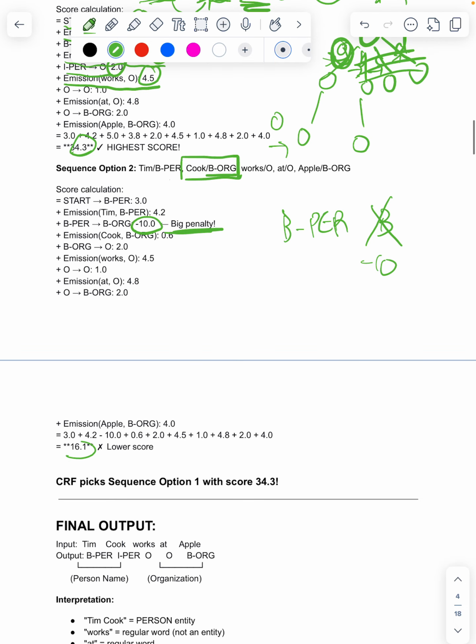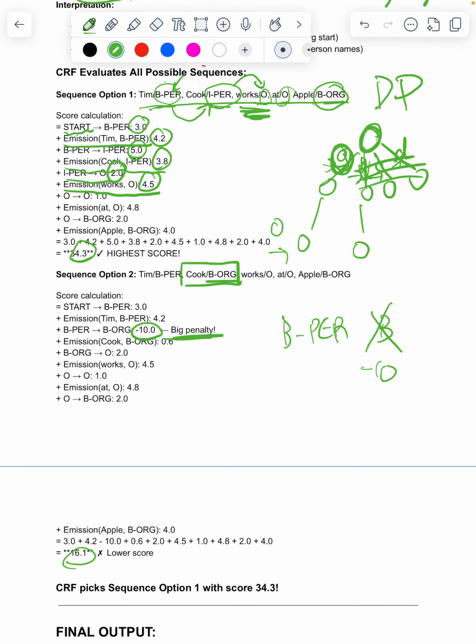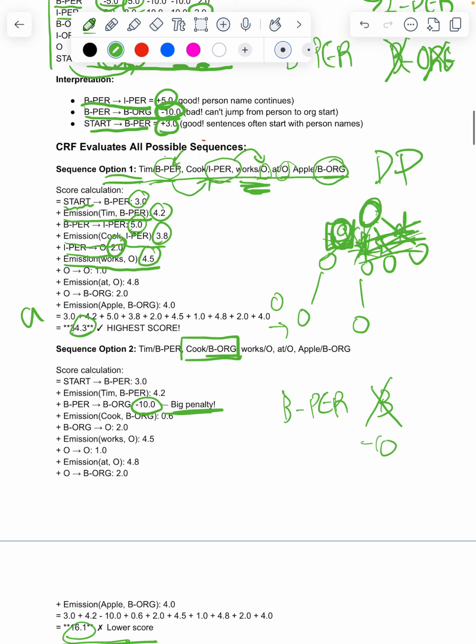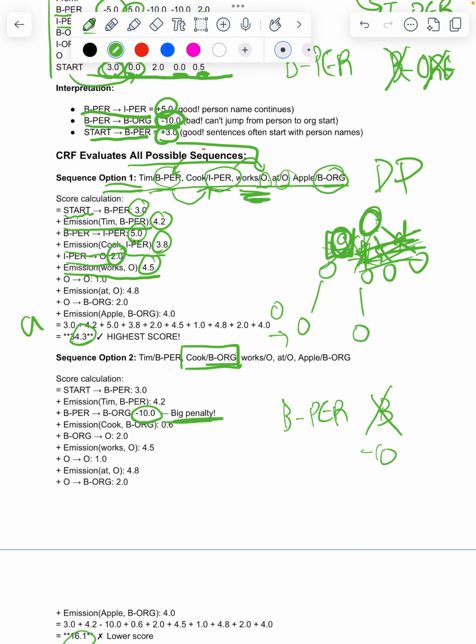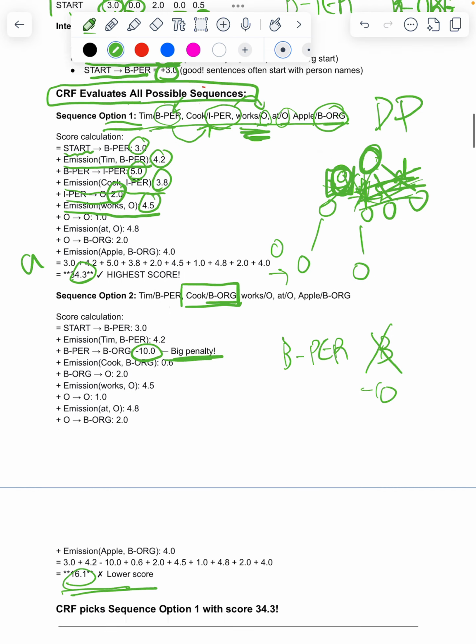So now let's call this path B. This would have 16.1, and then it will be scrapped. We know this path is not really efficient, doesn't have the highest utility. So we scrap this, and we say path A, or option 1, has the highest score, and then we do the rest for C and D, and it traverses all possible sequences and spits out the highest sequence.